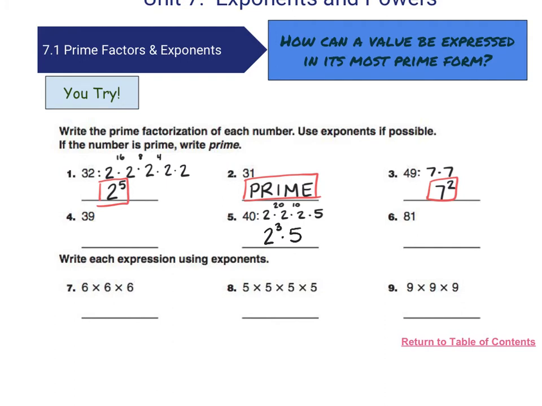And super easy, write each expression using exponents. 6 being multiplied 3 times, 6 to the 3rd power. I think you guys could do the rest on your own. You definitely have the ability.